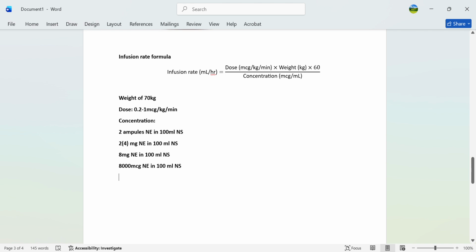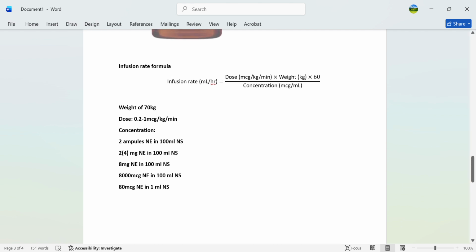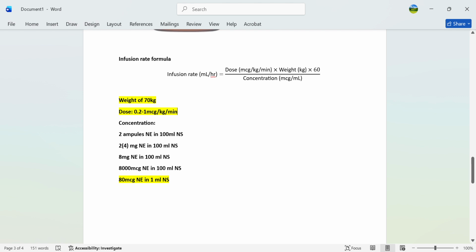Now, if 8,000 microgram are present in 100 ml, how many will be present in 1 ml? So divide both sides by 100. So when we divide it, 1 ml of normal saline will contain 80 microgram of norepinephrine. We just divide it by 100. So now we have this concentration, we have the weight, and we also have the dose. So let's put it in the formula.